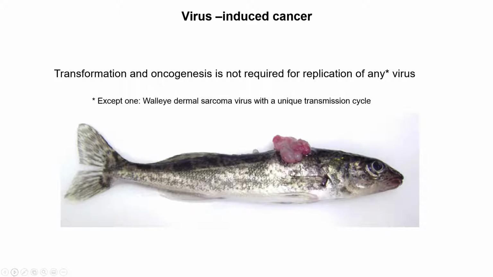Except probably one. This is called the walleye dermal sarcoma virus. This is where the virus evolved in such a way that the sarcoma basically helps the virus to replicate properly and propagate. We're going to see in a few slides what is happening here. This is probably the only unique example where replication is helped by dermal sarcoma formation. There is no other example except this.